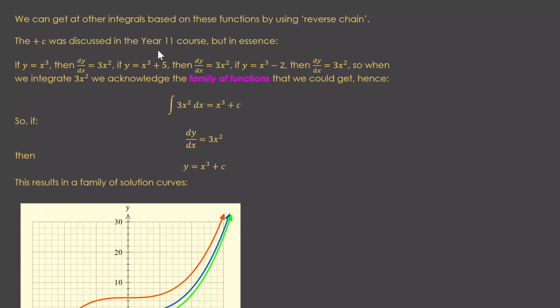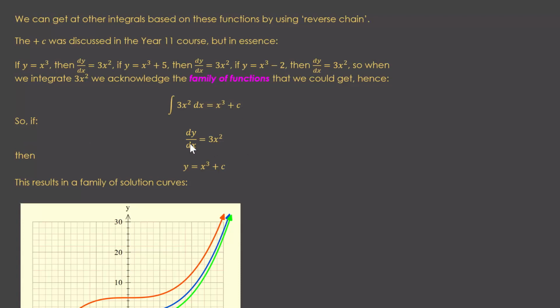The plus c was discussed in the Year 11 course, but in essence, we know that if y is x cubed, then dy dx is 3x squared. If y is x cubed plus 5, then dy dx is still 3x squared. If y is x cubed minus 2, then dy dx is still 3x squared. So when we integrate 3x squared, we acknowledge the family of functions that we could get. Hence, the integral of 3x squared dx is x cubed plus a constant.